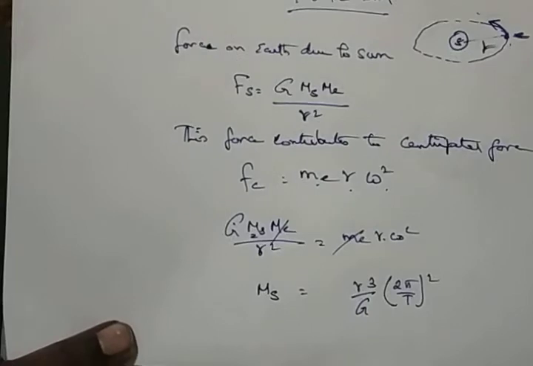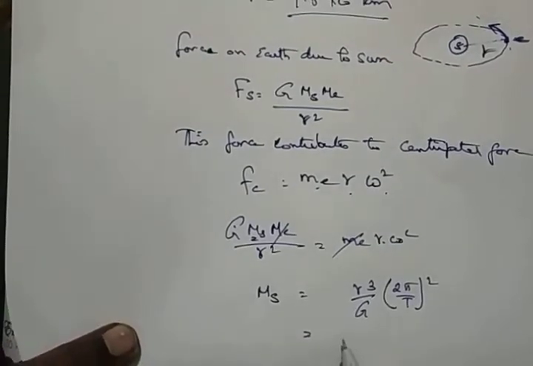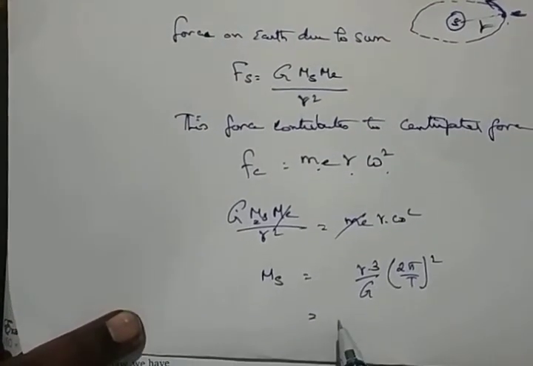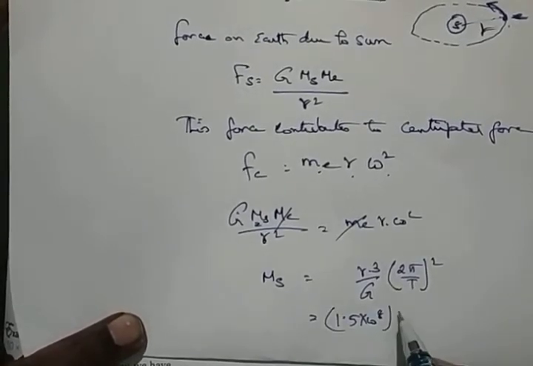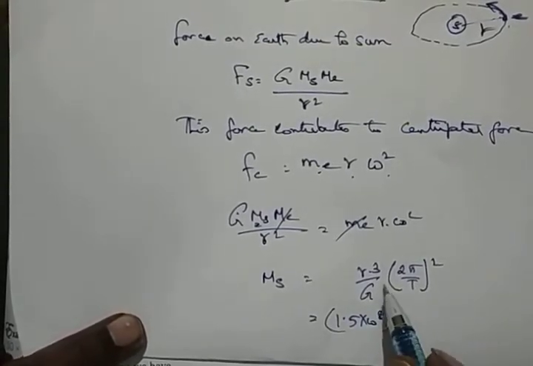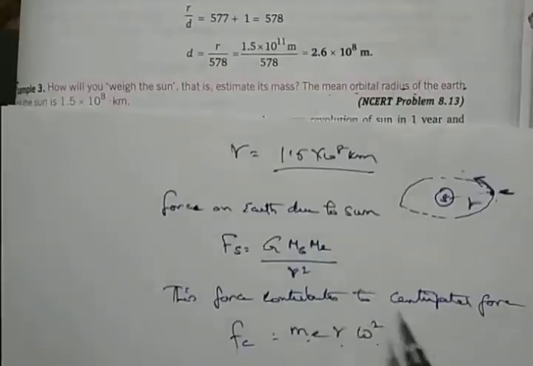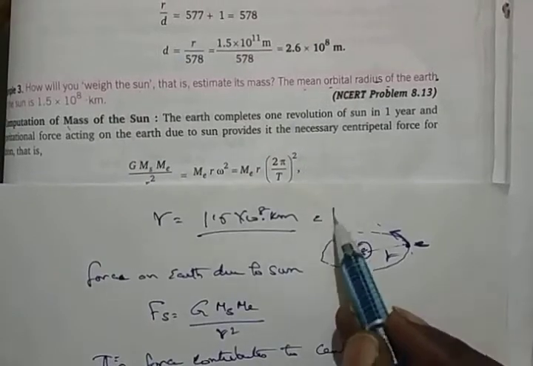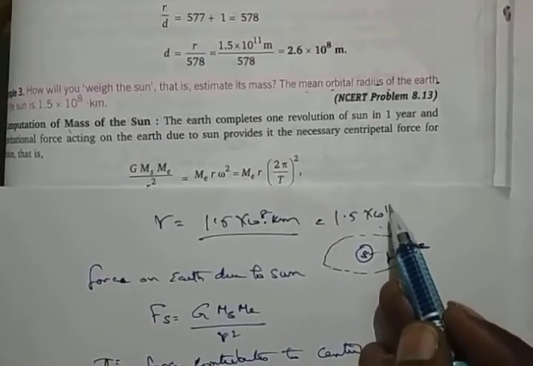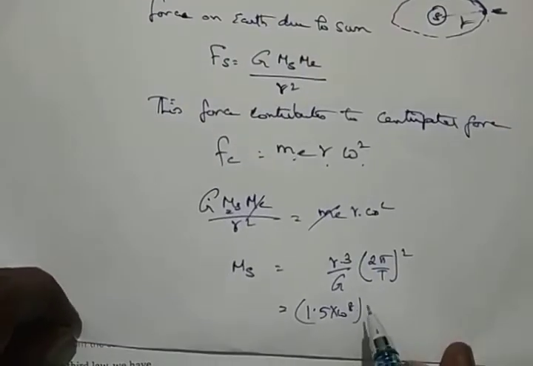So how will you name it now? R cube is 1.5 into 10 to the power of 8. The whole, it cannot be 8 because we wrote it as kilometers. Now we need to convert it to meters. So it is going to be equal to 1.5 into 10 to the power of 11 meters.